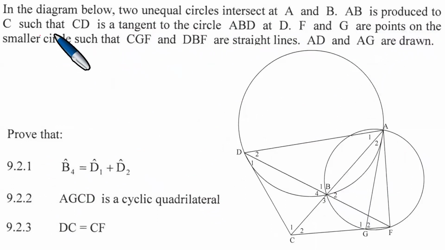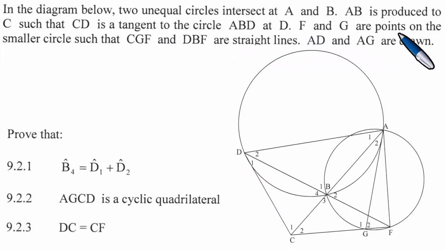AB is produced to C such that CD is a tangent to the circle. Right, so we note that AB is produced to C such that CD is a tangent to the circle ABD at D, okay? It's a tangent at D. In other words, CD is a tangent at D.